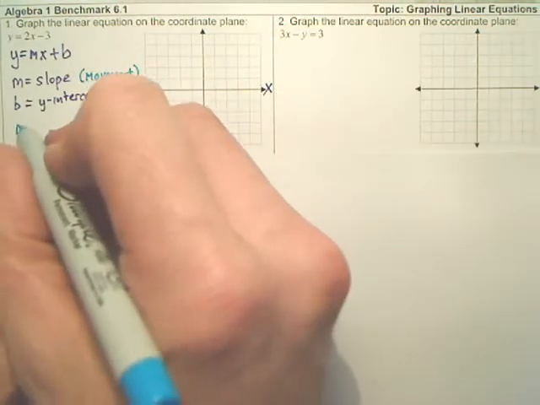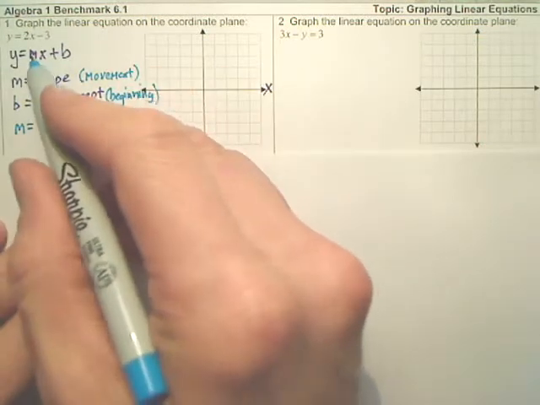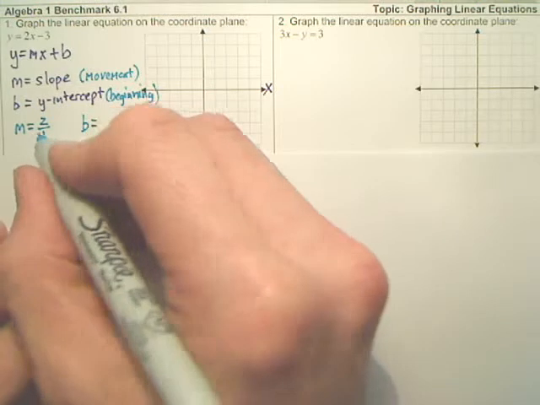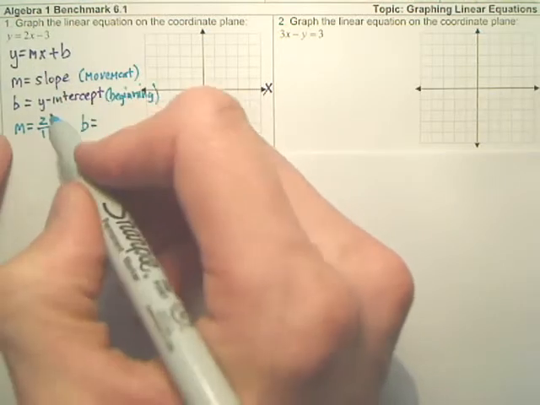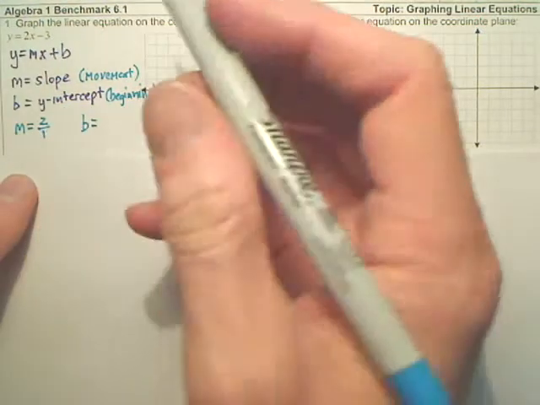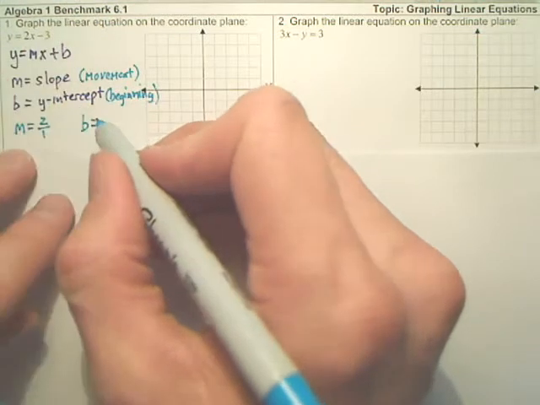So in this particular problem, we need to find M and B. M is the number next to the x. So this one is 2, which we can write as 2 over 1. And B is the number by itself, which is negative 3.